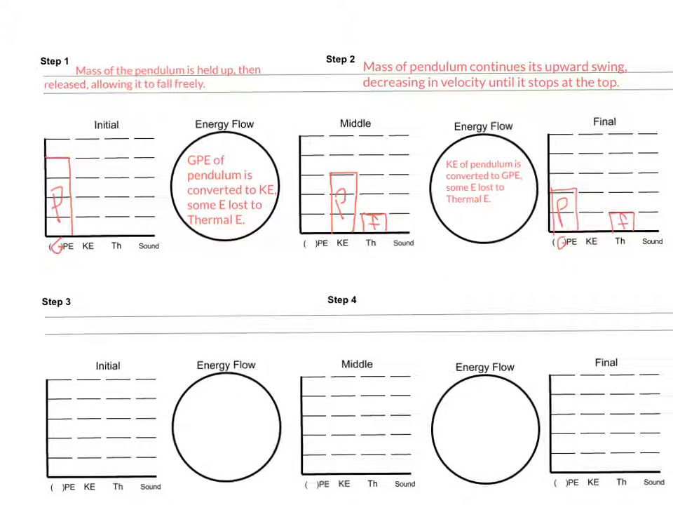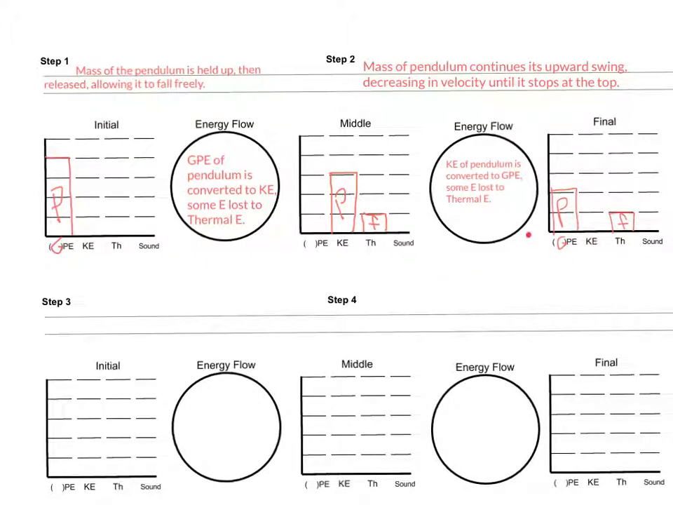I forgot to put in our description here, so I just added it real quick. I said that the mass of the pendulum continues its upward swing, decreasing in velocity until it stops at the top. So to recap here, we looked from the beginning. We had the mass of the pendulum. It was held up. It had gravitational potential energy. It was released. That potential energy was converted to kinetic energy. Because of friction and air resistance, we lost some energy to thermal energy in the form of friction. All right, but the majority of our energy was converted to kinetic energy.